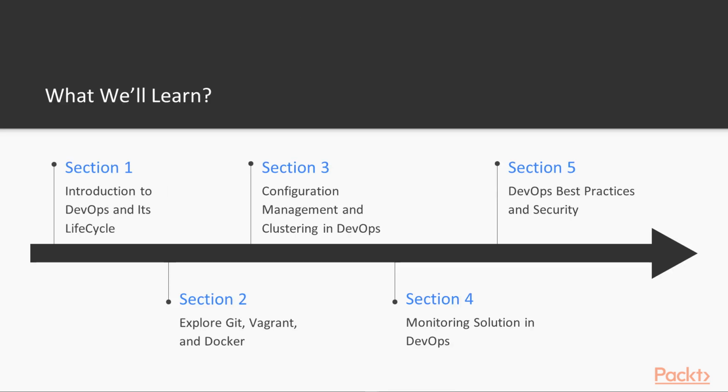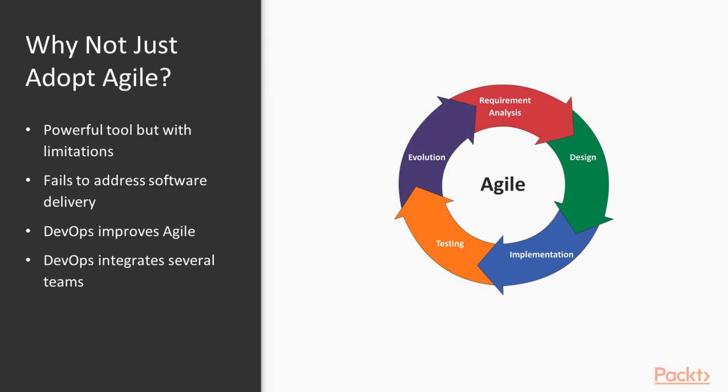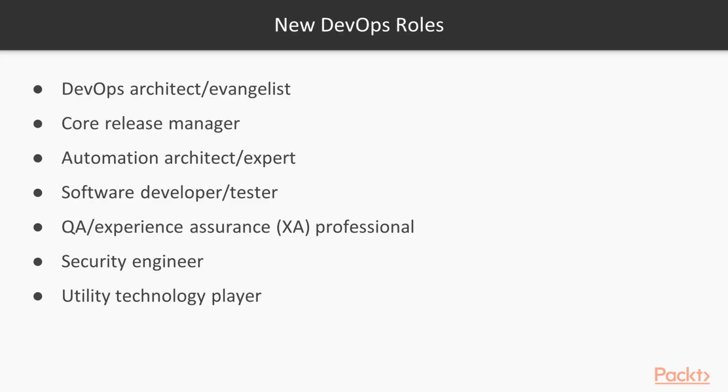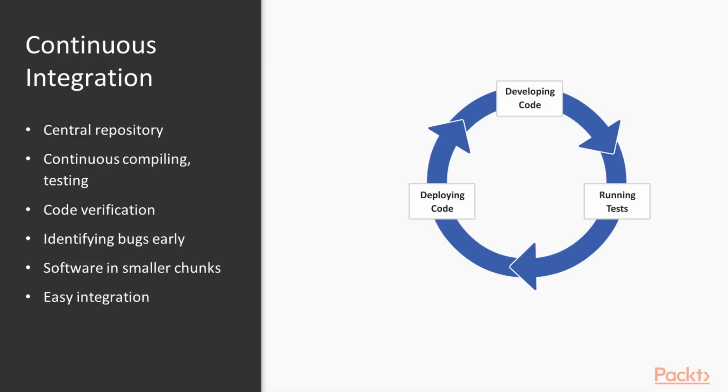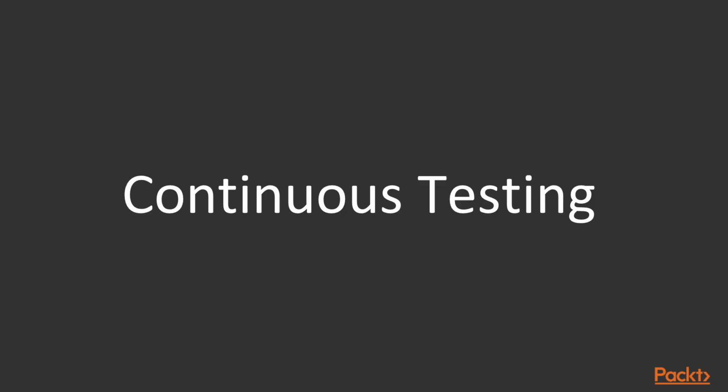Coming to the roadmap of the course. Section number 1. In this section, you will understand what is DevOps, what steps should be taken in setting up DevOps environment and culture at your organization. You will learn the DevOps lifecycle and understand DevOps tools for version control, configuration management, continuous integration, continuous delivery, continuous monitoring, testing, and continuous deployment.